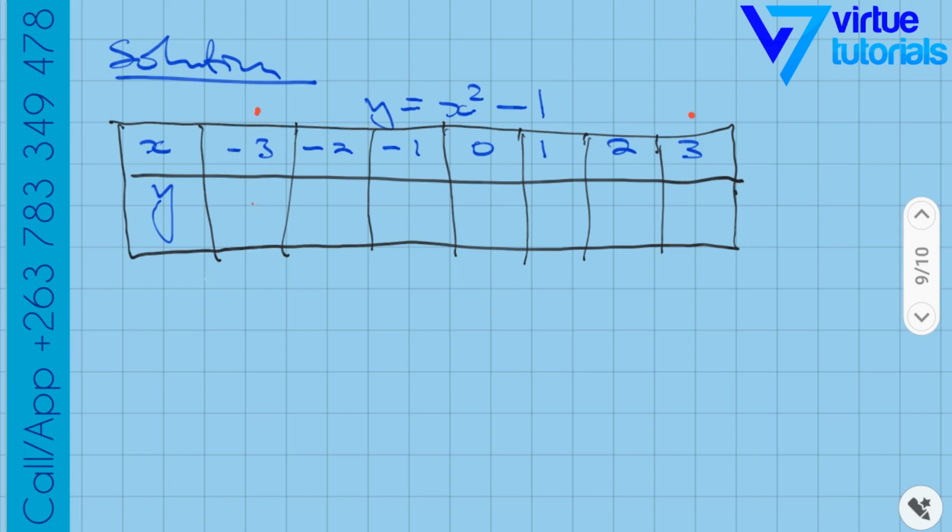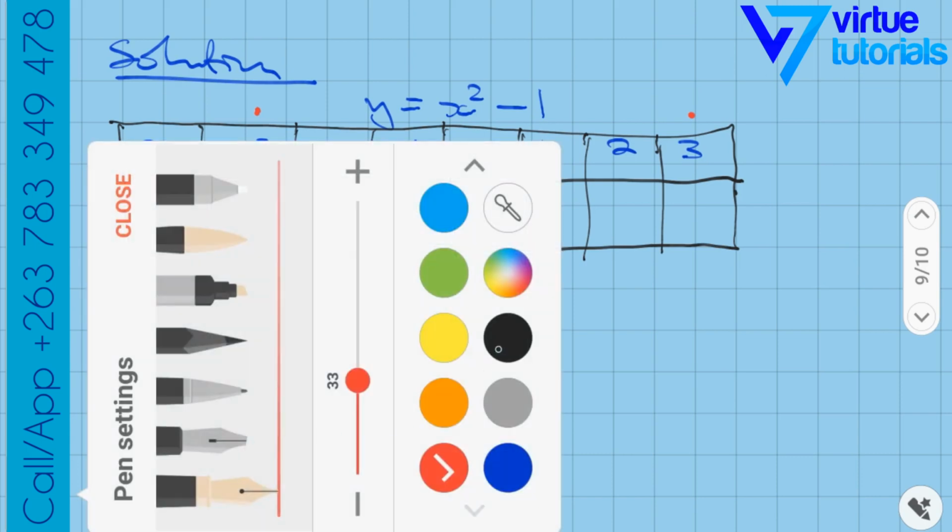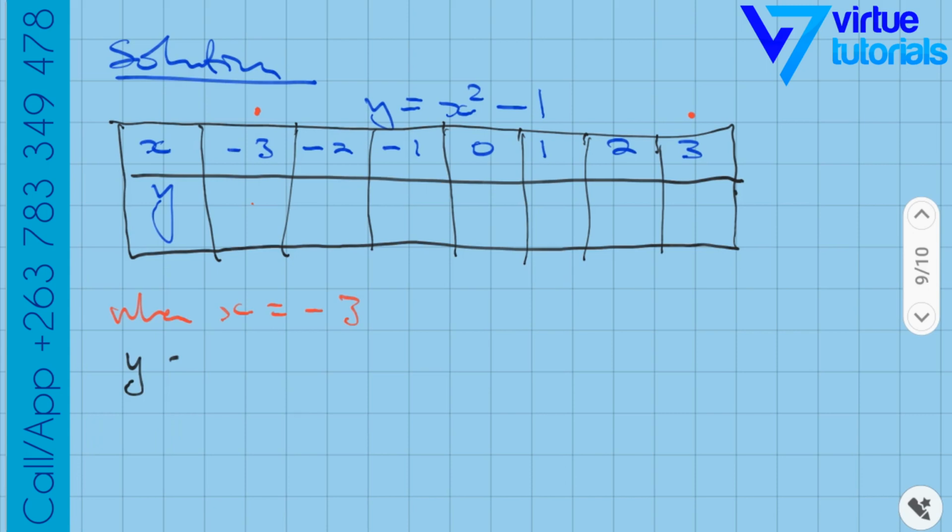So to complete this first part, this is when x is equal to minus 3. When x is equal to minus 3, y is equal to minus 3 squared minus 1, because y is x squared minus 1. So y will be equal to minus 3 squared. That's minus 3 times minus 3, which is 9, minus 1. y is equal to 8. So it gives us 8 for this first part.